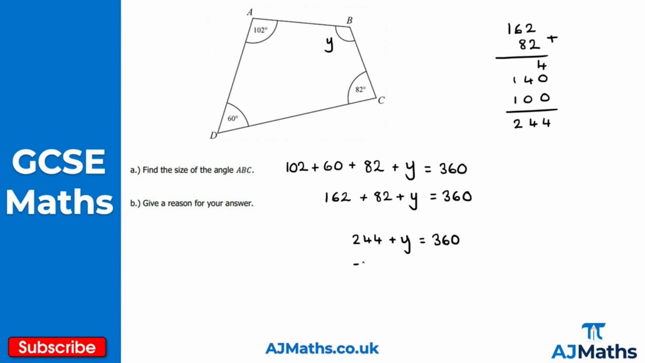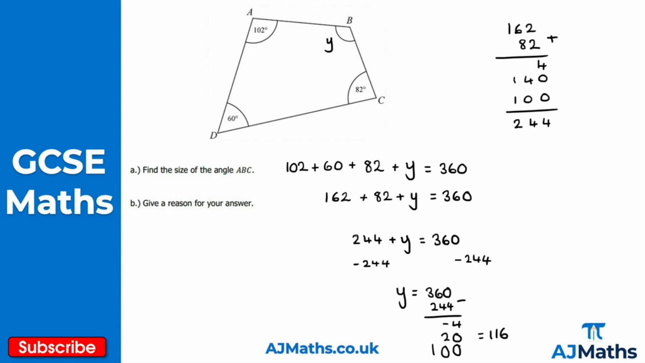So I'm going to subtract 244 off both sides. So in that case, I get Y is equal to 360 minus 244. So 0 minus 4, that would give me minus 4 units. I've then got 60 minus 40, so that would give me 20. I get 20 there. And then 300 minus 200, that would give me 100. So simplify these 3 numbers here. 100 plus 20 is 120. Minus 4, that gives me 116 there.